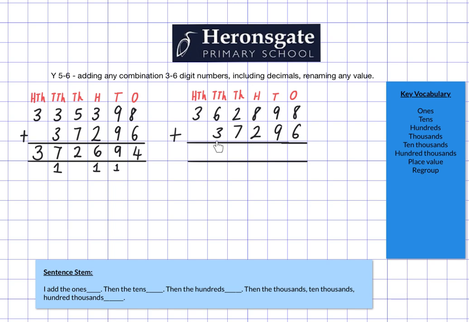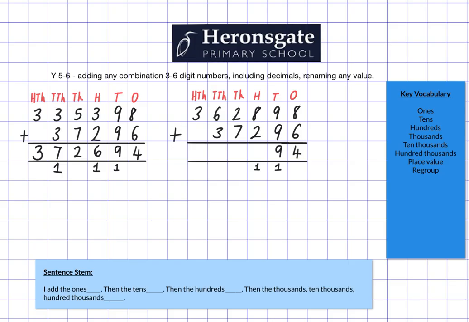So moving on to the next example of column addition, we are adding 362,898 to 37,296. We start by adding the ones. So 8 ones add 6 ones is 14 ones. So we need to regroup, and the 10 needs to go into the tens column. Then we have 9 tens add 9 tens, which makes 18 tens plus the 10 that we've regrouped. So that would be 19 tens. So we have made 100 there, so that goes into the 100 column.